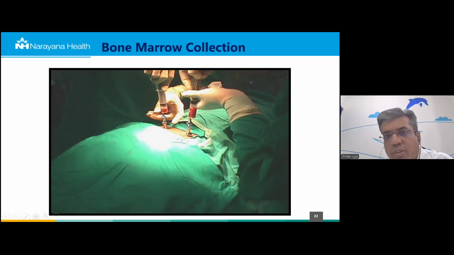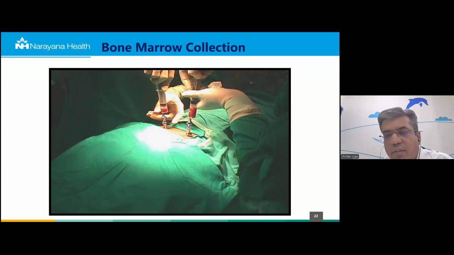Now, how will you check whether it will be there? That will be checked at the end of the collection, but we have to collect based on the donor and patient weight. So let us say we have a sibling who is a 10-year-old. If his weight is 10 kg, we are allowed to collect a maximum of 200 ml, which is 20 ml per kg of the donor. And what is our aim? Our aim is to collect at least 10 to 15 ml per kg of the recipient weight.